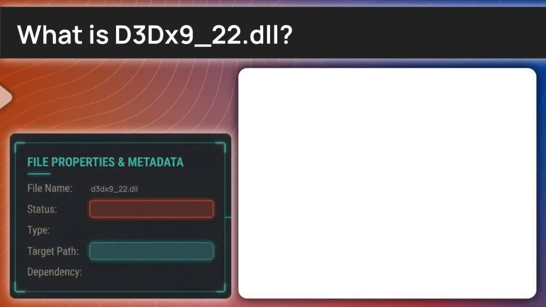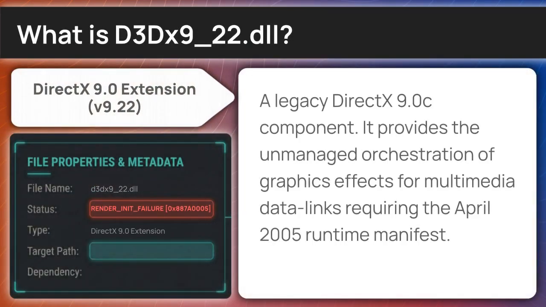This is the Direct3DX9 Update 22, a legacy DirectX 9.0c component. It provides the unmanaged orchestration of graphics effects for multimedia data links, requiring the April 2005 runtime manifest. Now that you have the context, let's move into the repair process with a fresh installation.